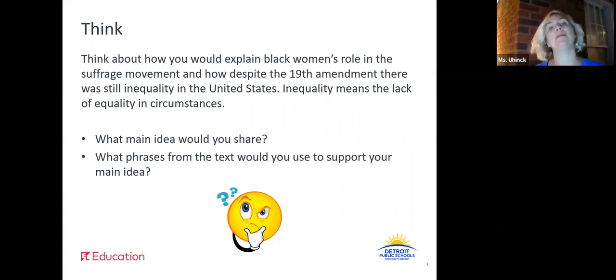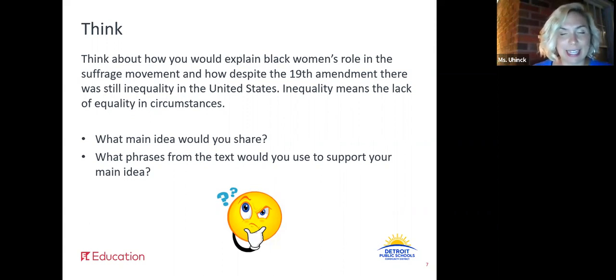Okay, so thinking about those things, I want you to think about what is going to be the main idea that you really want to share. And then think about what phrases from the text would you use to support that main idea. So remember, you're really thinking about how would you explain Black women's roles in the suffrage movement, and to think about how despite the 19th Amendment, how was there still inequality in the United States? All right, pause this video and think about these things.